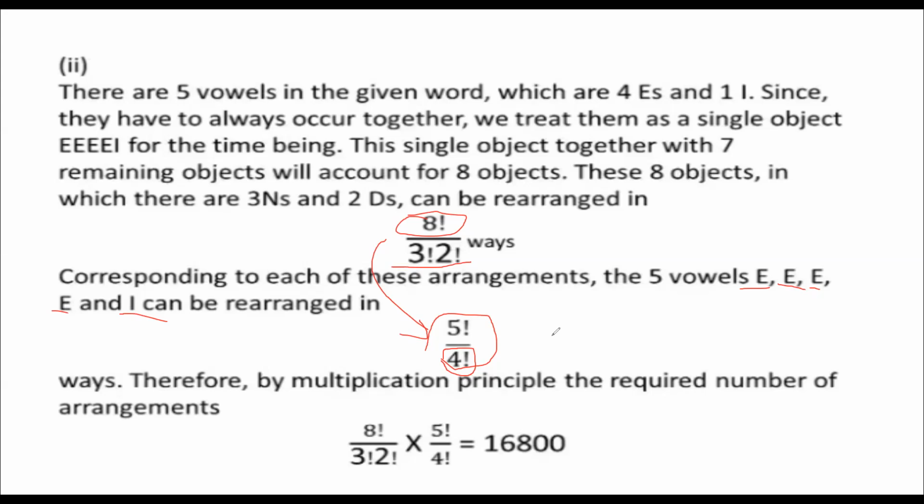Whatever it is. So the total number of ways you can arrange the word such that the vowels are together is this number multiplied by this number, which gives you this number.